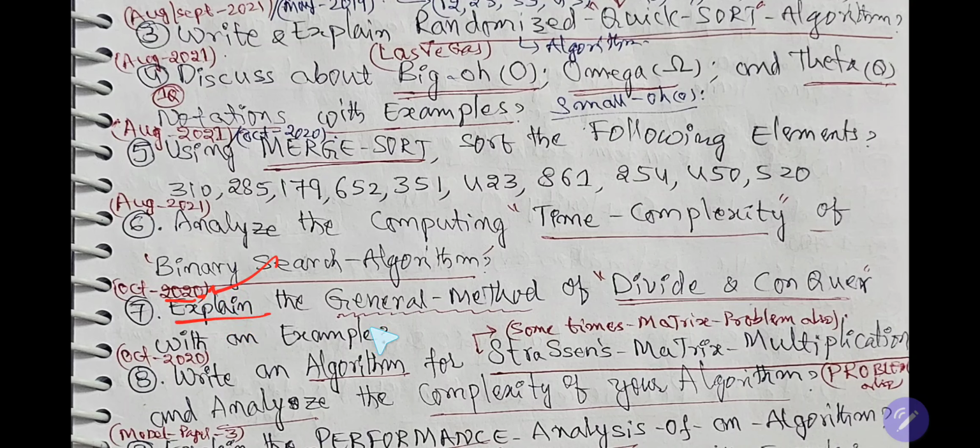October 2020. Explain the general method of divide and conquer, which means define divide and conquer and explain it with examples. And the eighth question, October 2020 only: write an algorithm for Strassen's matrix multiplication.